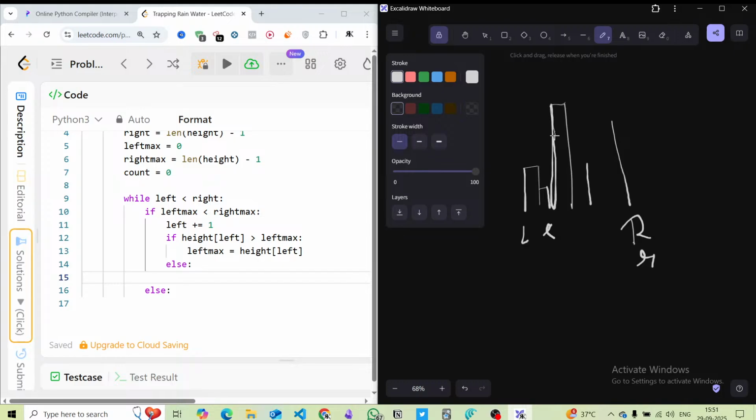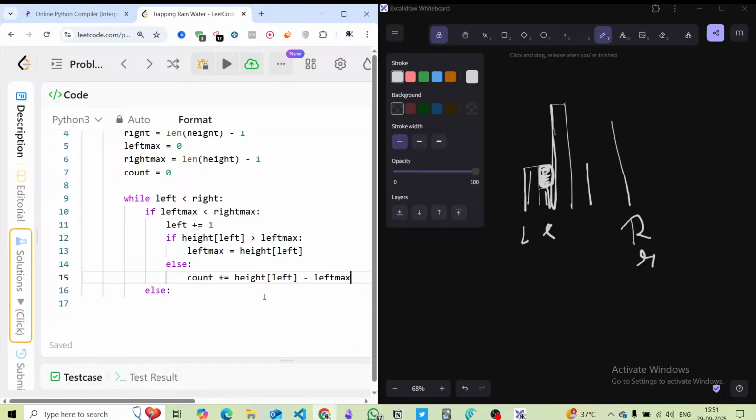This will be on the container. We just need this amount of water, right? So this will be the water trapped in here. So we need to minus this one and then this one so that we can find out the space in here, right? So for that, what we need to do is we just count the height of the left one minus left max.